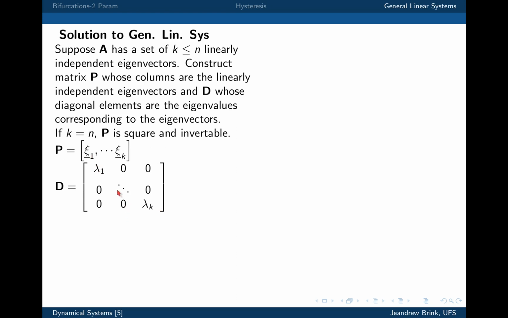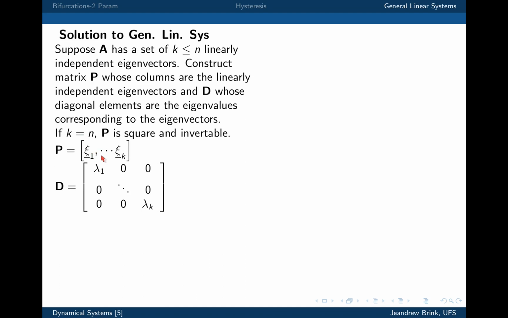And then the second statement, I'm not going to prove it, but you'll see how it becomes true, is that if K is equal to N, in other words, you have as many eigenvectors as the dimension of your matrix, then this thing is square and invertible. Okay, that you can prove. I'm not going to prove it.